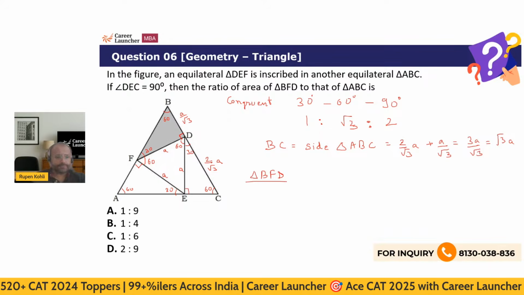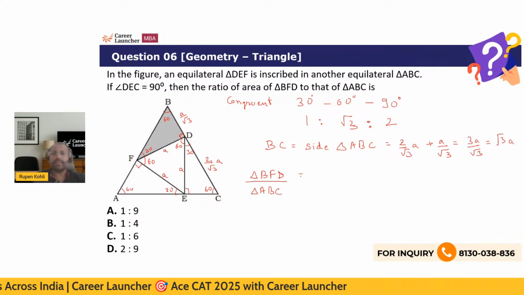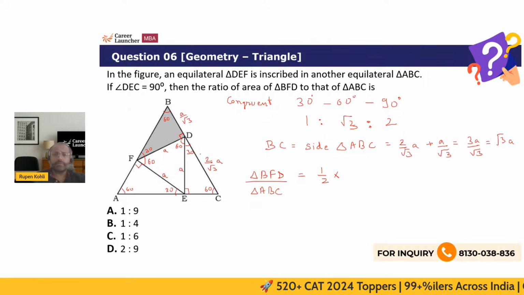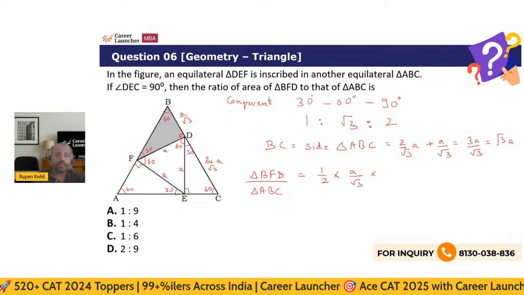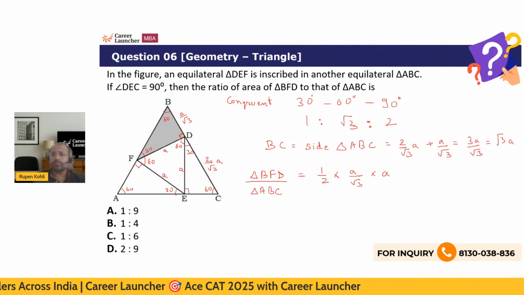BFD's area to ABC area. So what about BFD area? BFD is a right angled 30, 60, 90 triangle. Area of right angle triangle is half base into height. So its area becomes half into base, which is BD, which is A by root 3, into the height, which is FD, which is simply A. So this is half into A by root 3 into A.